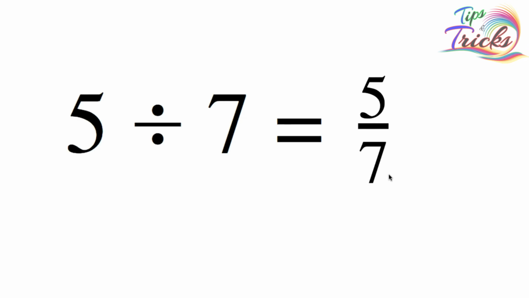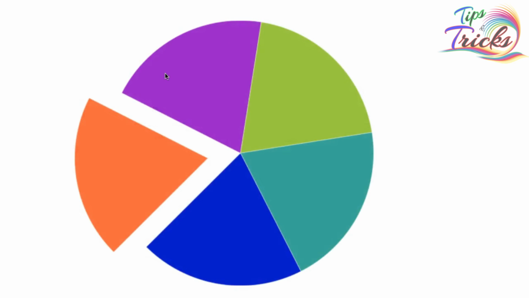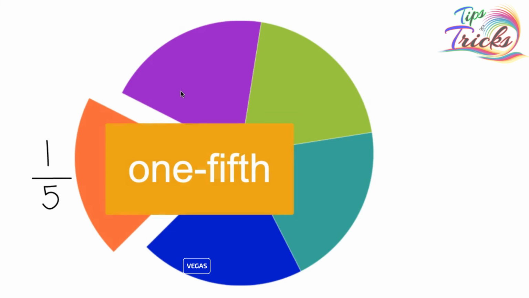Another way to think of the denominator is as a representation of the size of a piece that we have. Let's look at this shape. This shape has been divided into 5 equal pieces. Each individual piece can be described as 1 divided by 5, pronounced 1/5, of the entire shape.